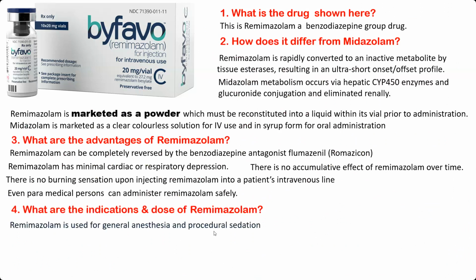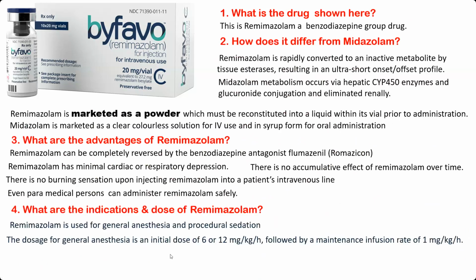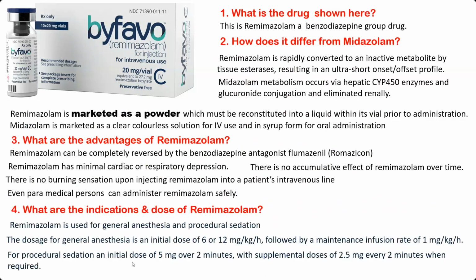Used for general anesthesia and procedural sedation. Dosage for general anesthesia is 6 to 12 milligram per kg per hour, followed by a maintenance infusion of 1 milligram per kg per hour. And for procedural sedation, the initial dose is 5 milligram over 2 minutes, supplemented with 2.5 milligram every 2 minutes when required.